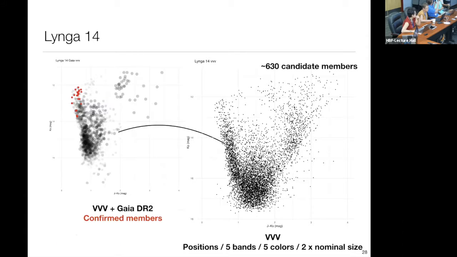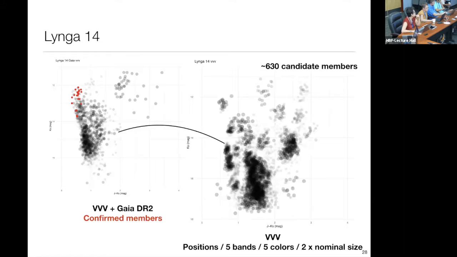Here is the color magnitude diagram. You can see to your left the combination of Gaia and VVV. You can see also the sequence of the cluster, where I show the confirmed members of the cluster in red, and purely near infrared VVV data to the right, and you can see our result. The structure that you see to the left is duplicated in the near infrared data. And with this, we got more than 600 candidate members with this process.